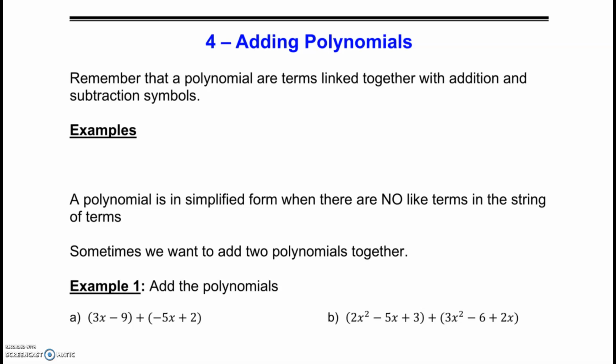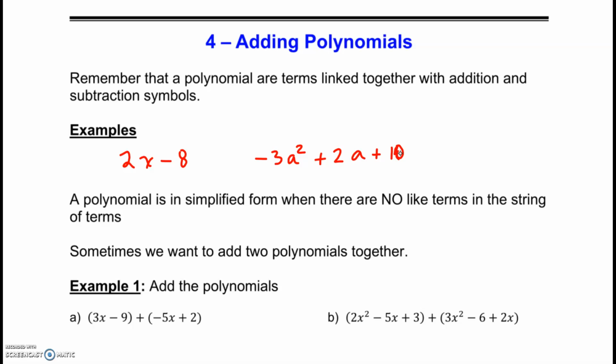In lesson 4, we're going to be adding polynomials. Remember that a polynomial is terms linked together with addition and subtraction symbols. So for example, I could have a binomial like 2x minus 8, or I could have a trinomial. That's an example of a polynomial like negative 3a squared plus 2a plus 10. So that's an example of a binomial and a trinomial.